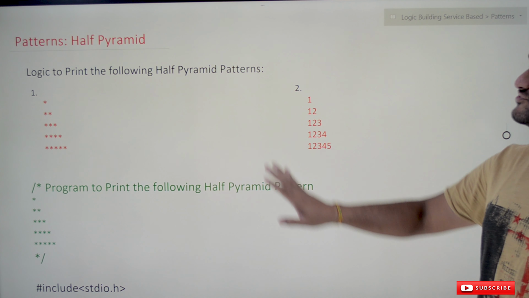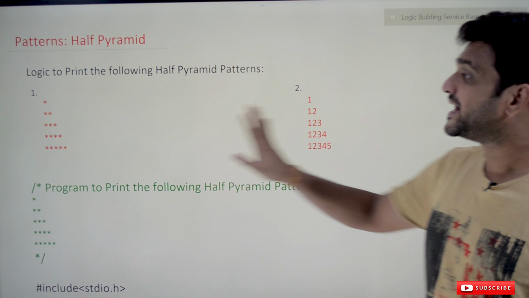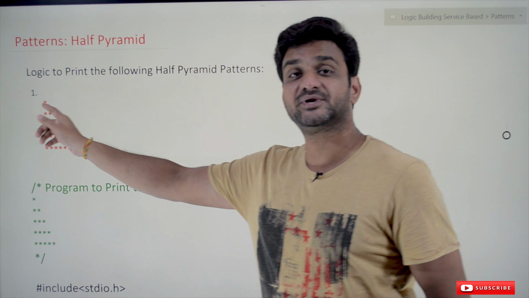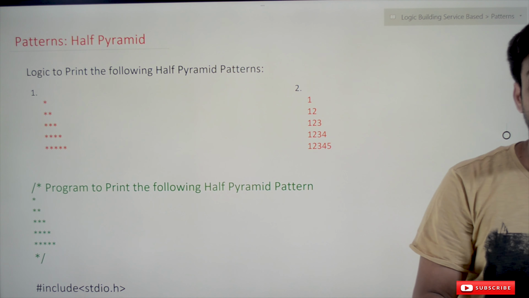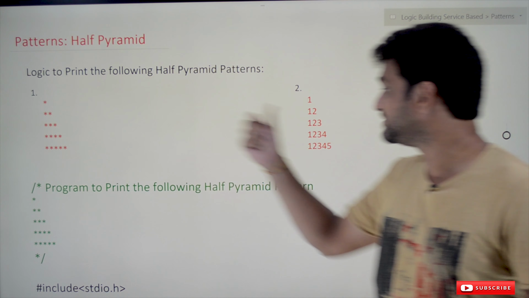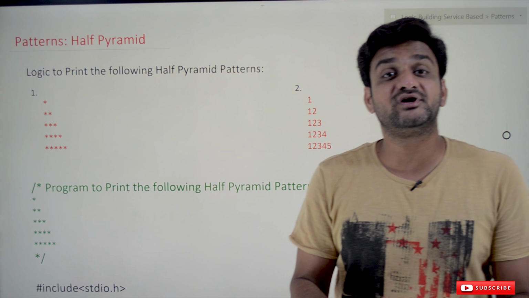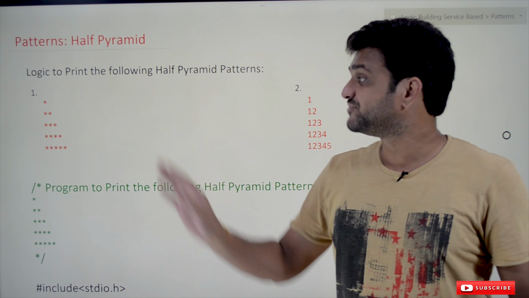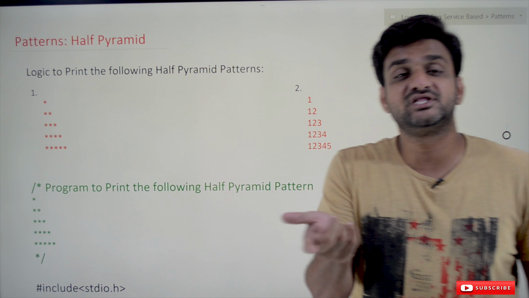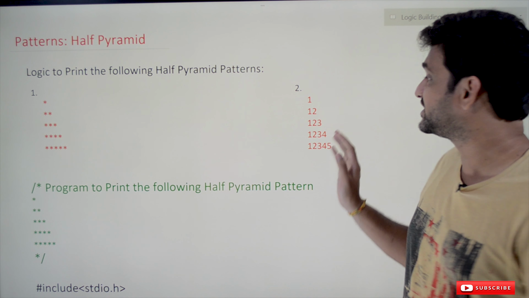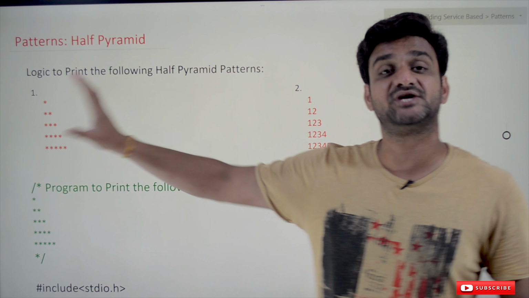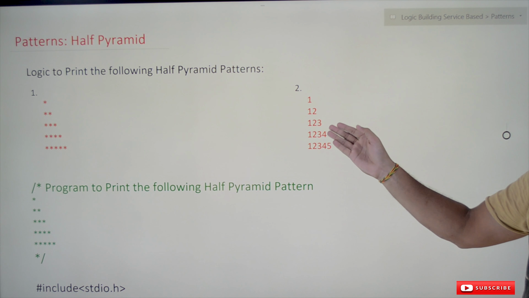Now coming to this class, we are going to solve these two patterns. Both patterns are of the same type, the half pyramid pattern, but the only difference is that here stars get printed and here numbers get printed. With a simple change in the printf statement, we can convert one program to the other, but the logic of the program is the same. So we will try to understand the logic for this program, and then change it so that the same program prints in this way.